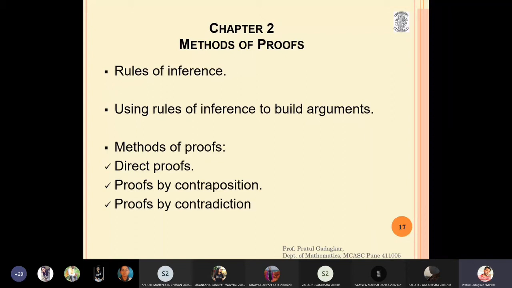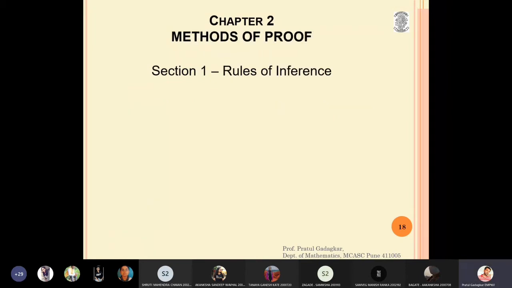So we will now start in this lecture the first topic, which is the rules of inference. So I'm starting section one now. We will now write down some rules of inference, and we will be using them to build arguments. So let me write down the rule first now.